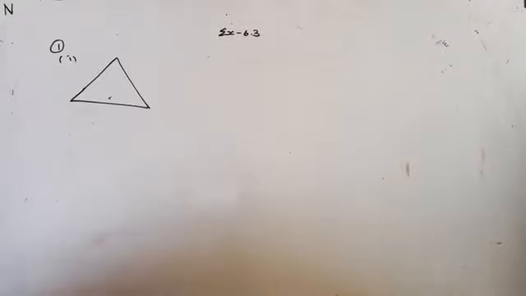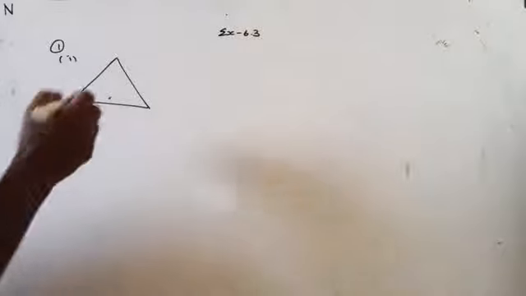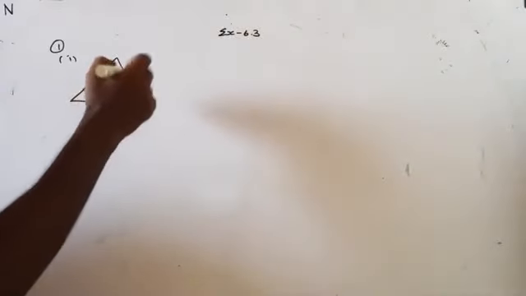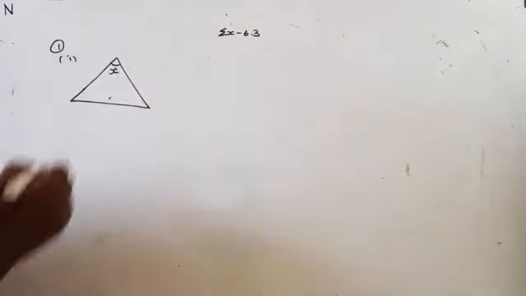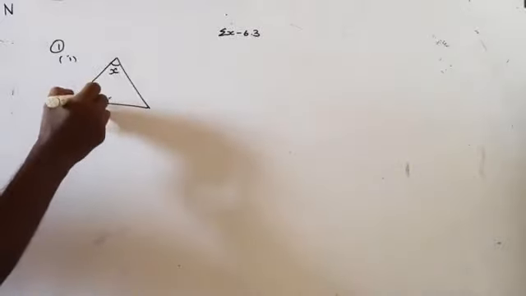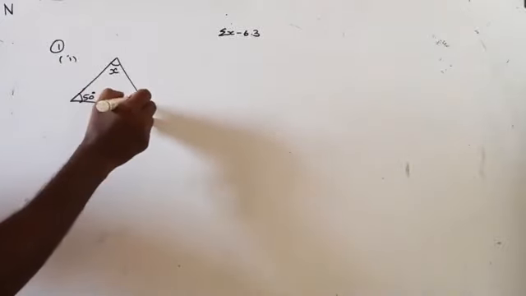Exercise 6.3, question number 1. Find the value of unknown x in the following figure. The first part: the vertex angle is x, and the base angles are 50 degrees and 60 degrees. Base angles are what? 50 degrees and 60 degrees.